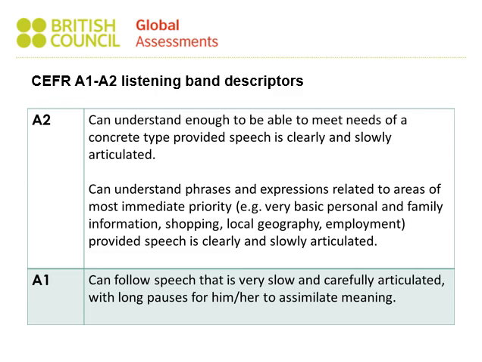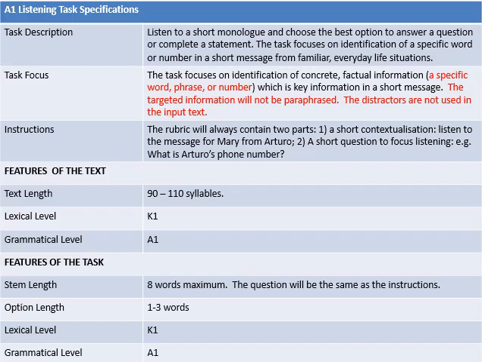So here we have the CEFR at A1 and A2 according to listening band descriptors. So the emphasis at both of these levels is very much upon slower speech, clear speech, and concrete information. So at A2 level, for example, we can see understanding phrases and expressions related to areas of immediate priority, and at A1 level, again, it's emphasizing slow speech, long pauses, and this is what listeners rely upon.